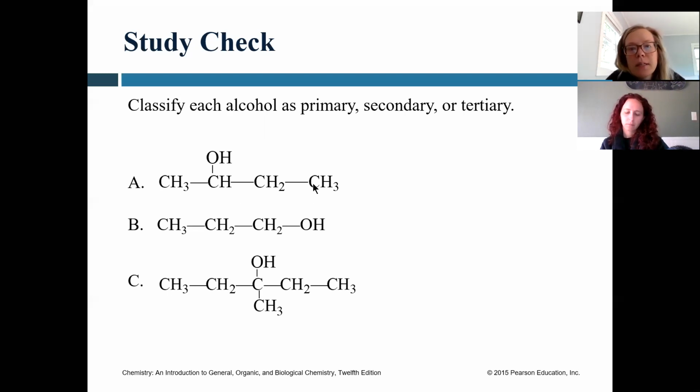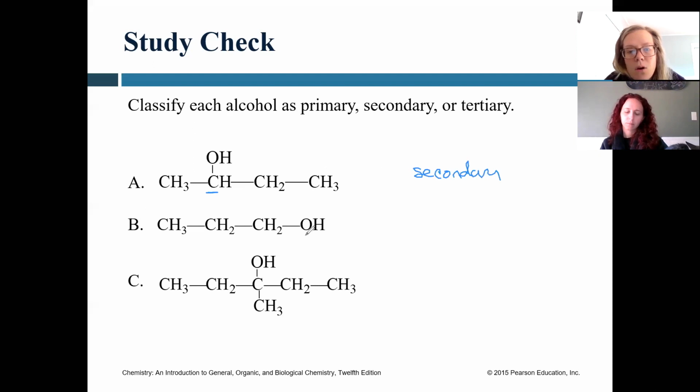So for this first one here, we find our OH and we go down to its carbon. And then we're going to see how many carbons it is attached to. This carbon here is attached to a carbon over here and a carbon over here. So this is 2 carbons, or you can think of it as it has 1 hydrogen to mess around with. So this we would call a secondary.